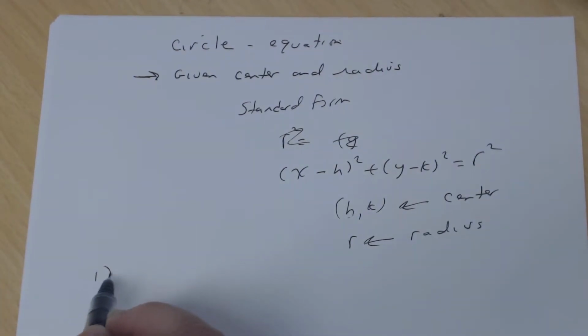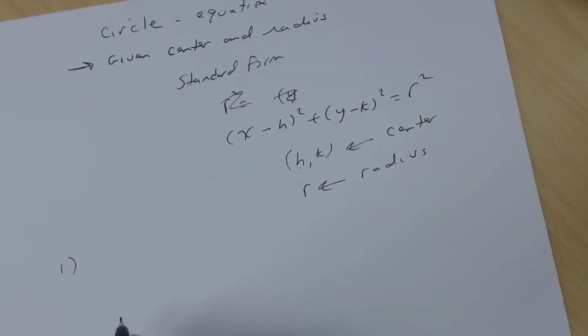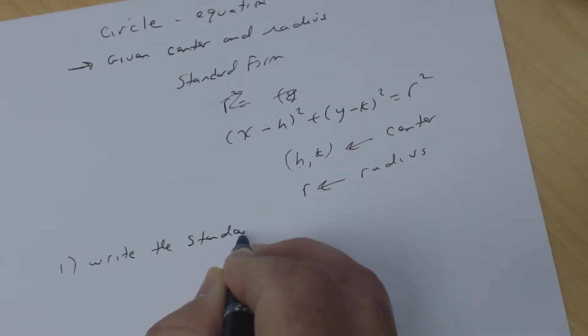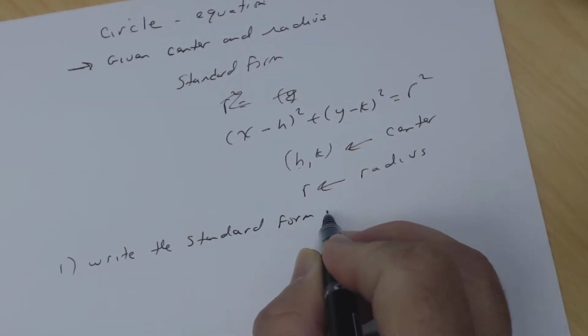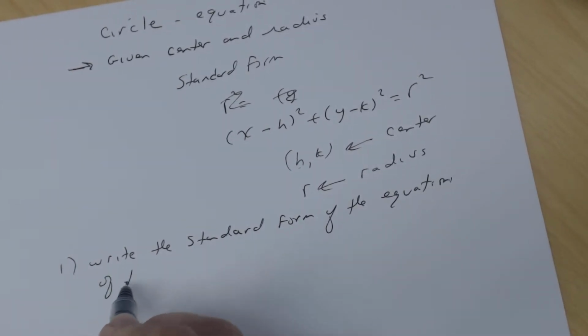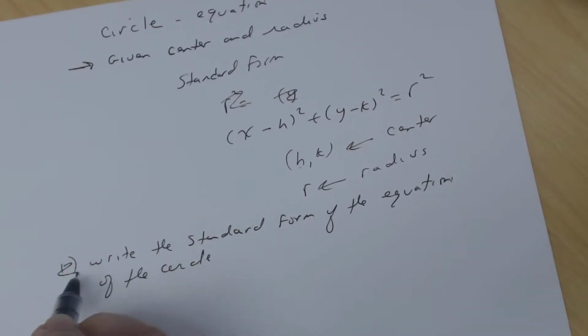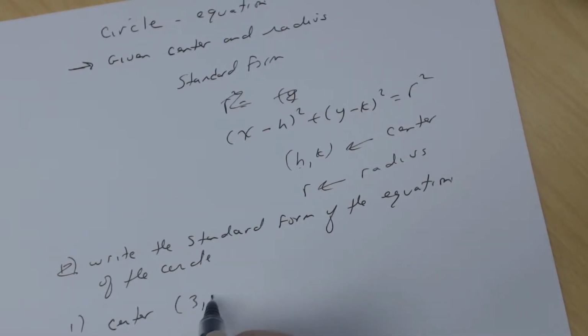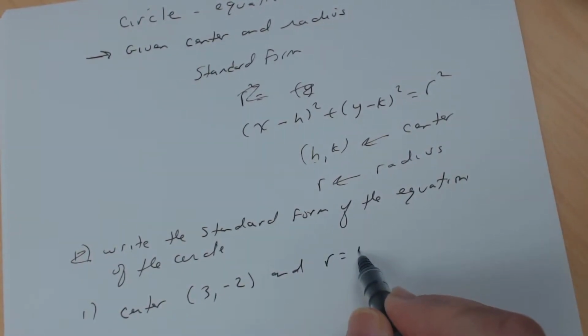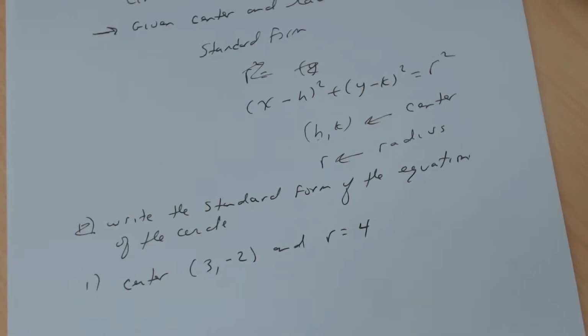All right, so let's look at number one. You want to write the standard form of the equation of a circle. Let's suppose that the center is 3 comma negative 2, and the radius is, let's say, 4. So the center is 3 comma negative 2, and the radius is 4.